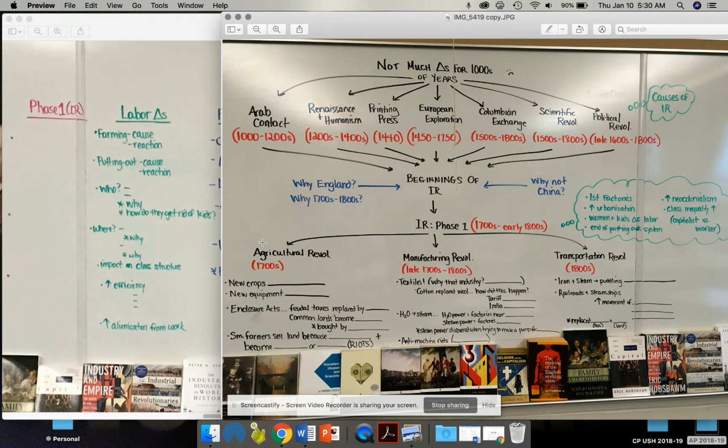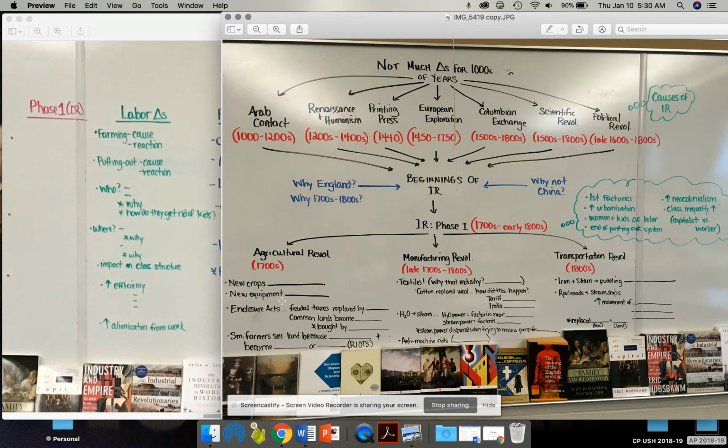Remember, new crops coming in from the Columbian Exchange are going to stimulate this, but it's not the new crops in and of themselves. It's in conjunction with the new equipment that's being produced. And keep in mind, new machines are being produced in part because of the scientific revolution. So all of these things are coalescing to create a perfect storm that's going to lead to these major changes that we call the Industrial Revolution. Some of the new equipment that you have to know about, in particular, is going to be the seed drill that mechanizes the planting of seeds.